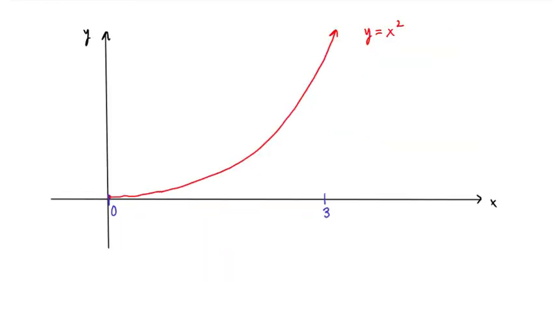So let's look at a simple example here. Here's y equals x squared on the interval from 0 to 3.